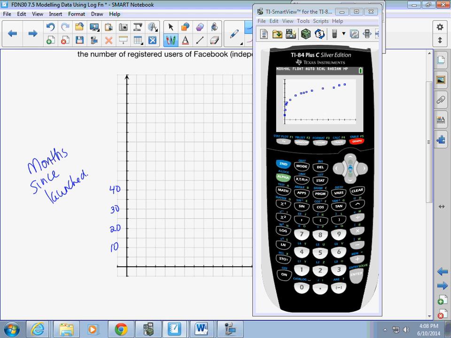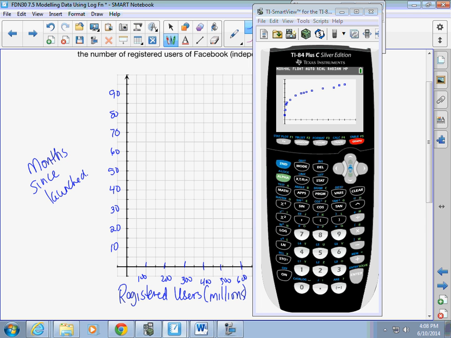So you can go up by tens here. And then across the bottom, of course, you're going to have your registered users. And those, of course, are in the millions. So across the bottom here, you can go 100, 2, 3, 4, 5, and 6. And then you would plot your data.